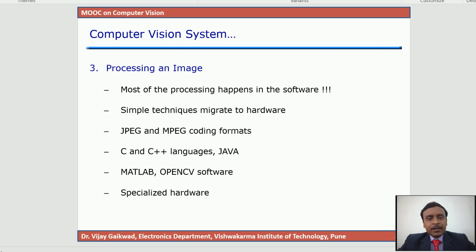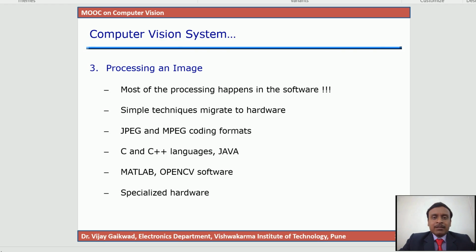The third component of a computer vision system is the main processing of an image or a video. Nowadays, special hardware and software systems are available which can process any image or any video. Most of the processing happens in software, and very few techniques are migrated into hardware. A lot of coding formats are available nowadays, like JPEG, MPEG, and MP3 for audio and video.